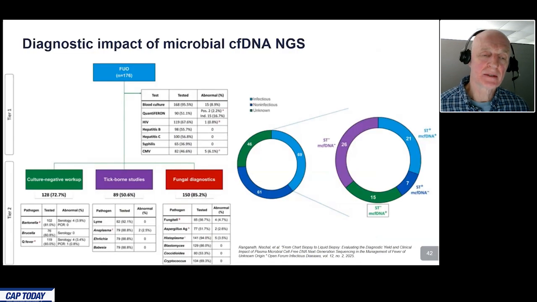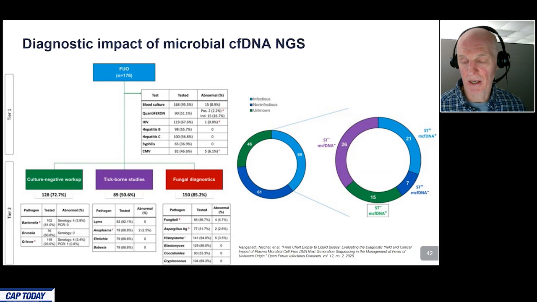They stratified their testing for these patients into 2 tiers. Their cohort was 176 patients who met the criteria for FUO. Only 16 of those patients actually had an explanatory diagnosis based on simple tier 1 testing: hepatitis and HIV serology, syphilis serology, or blood cultures.